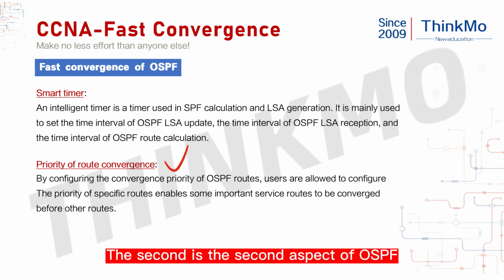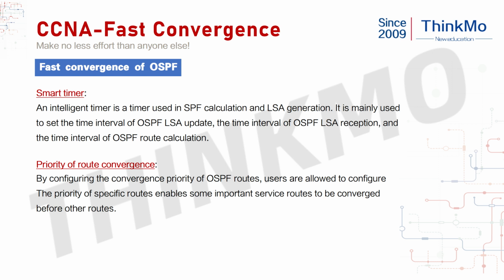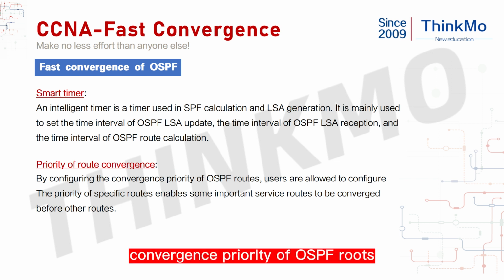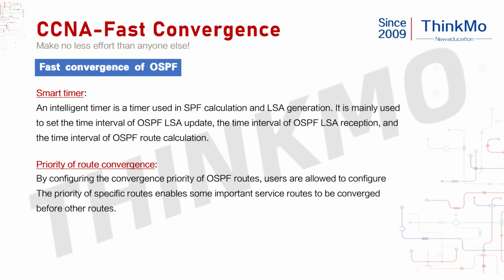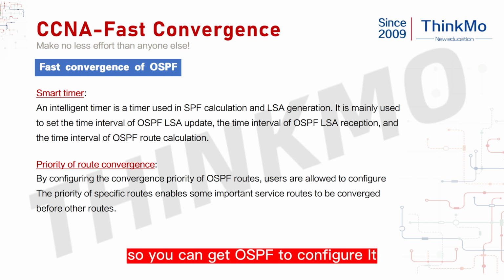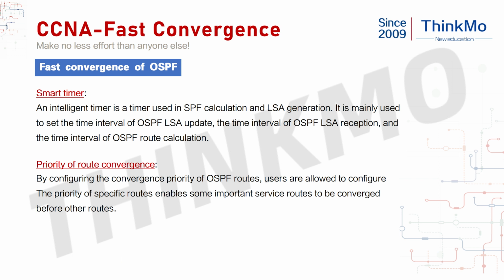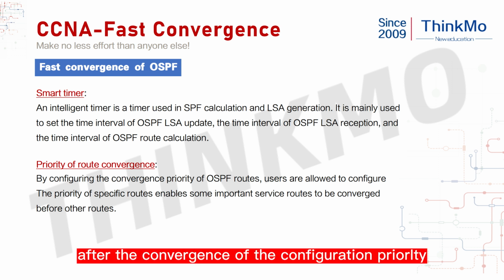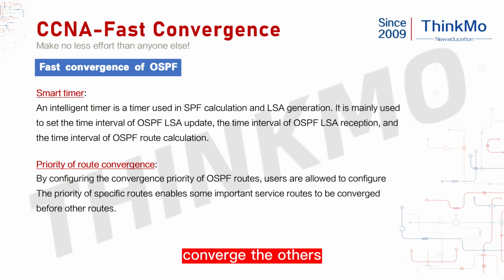The second is the second aspect of OSPF: convergence priority of OSPF routes. For example, to speed up certain networks, which routing entries are more important? I want them to converge first, so I'm going to prioritize these routing entries. You can configure OSPF so convergence is based on priority. Which route has a higher priority? Preferential convergence: after the convergence of the configured priority, converge the others.